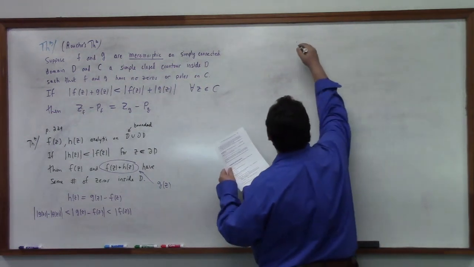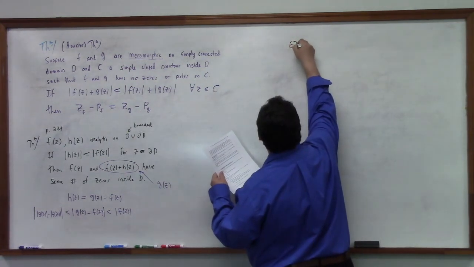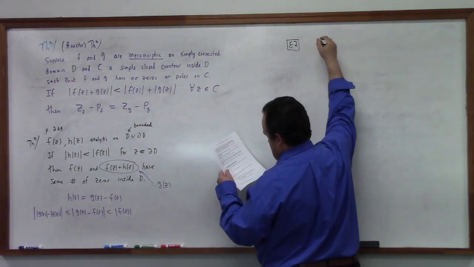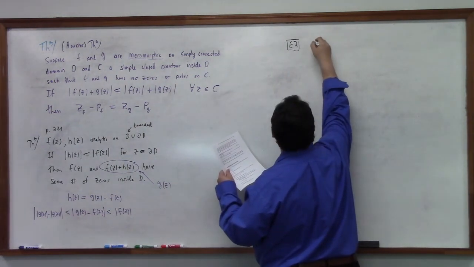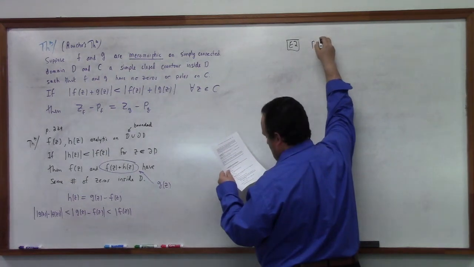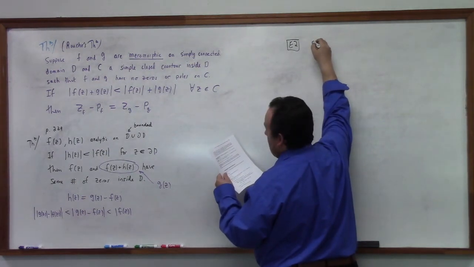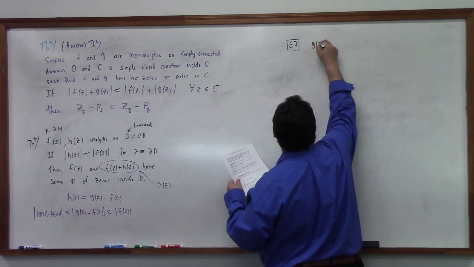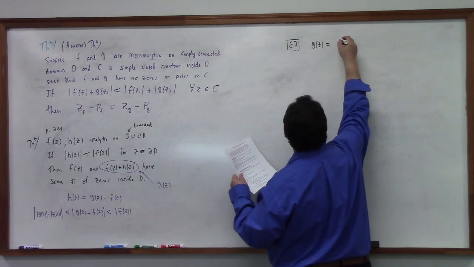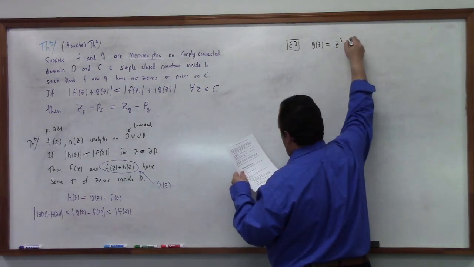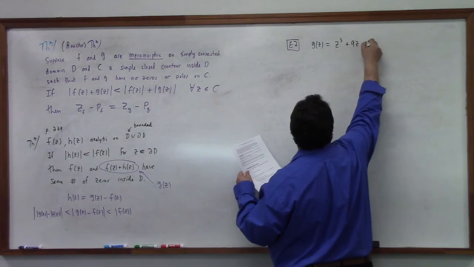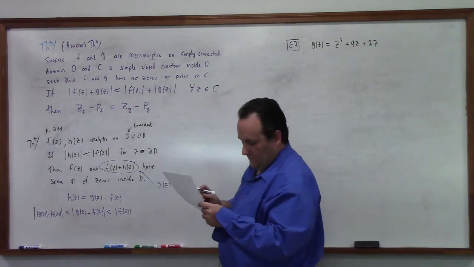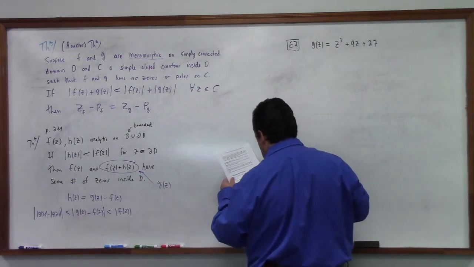So sample 2. So we have, well, he calls it g of z, but I'm going to call it, oh fine, I'll call it g of z. G of z equal to z cubed plus 9z plus 27. And we're supposed to show there are no zeros in D2.